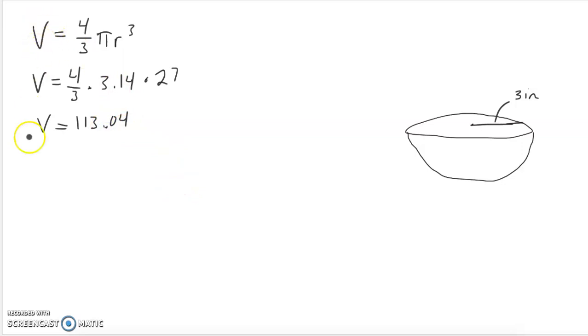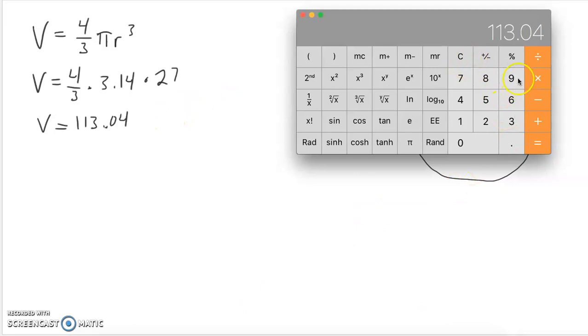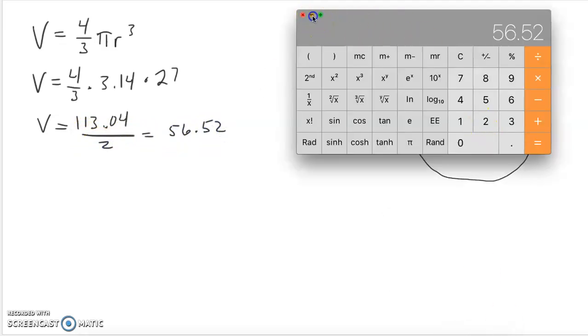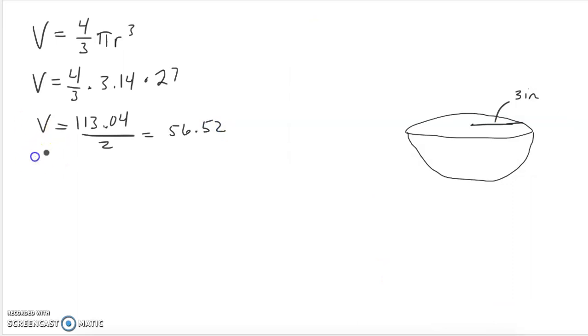Because this is finding the volume of the entire sphere, and we just have a hemisphere. We only have half of it. So we're going to take this 113.04 and divide it by 2 to get 56.52. Yes, perfect. So that's one way we can do it.